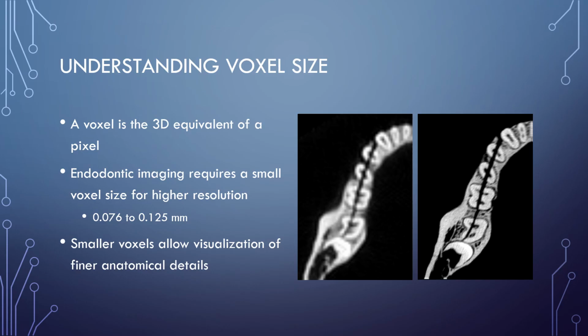When interpreting endodontic anatomy, we are often looking for microscopic details, such as accessory canals, microfractures, or subtle changes in the periodontal ligament space. Therefore, we must use a smaller voxel size, typically ranging from 0.076 to 0.125 millimeters, to achieve the necessary higher spatial resolution. This smaller voxel size ensures that the finer anatomical details required for precise endodontic diagnosis are clearly visualized and not blurred out by insufficient resolution.